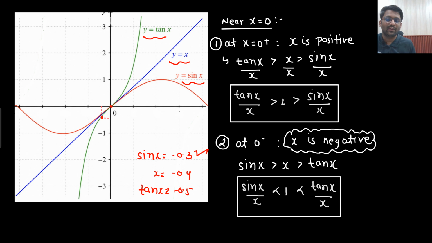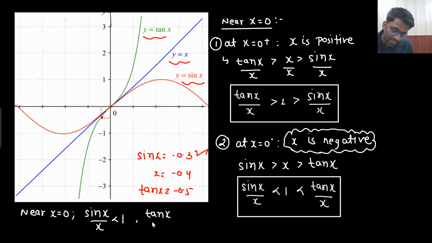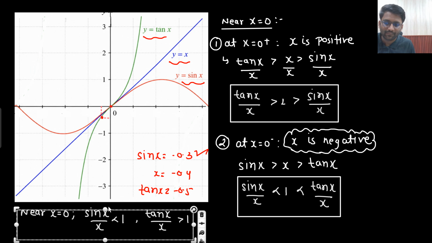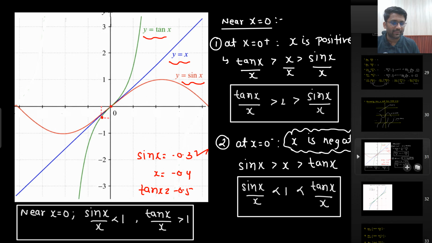So no matter whether you are checking at 0 plus or at 0 minus, near x equal to 0, I have got one thing. Sin x by x is less than 1. It is nearly equal to 1, but less than 1. And tan x by x is greater than 1. Whether you take positive x or negative x, I don't care. So let's go to the next page.